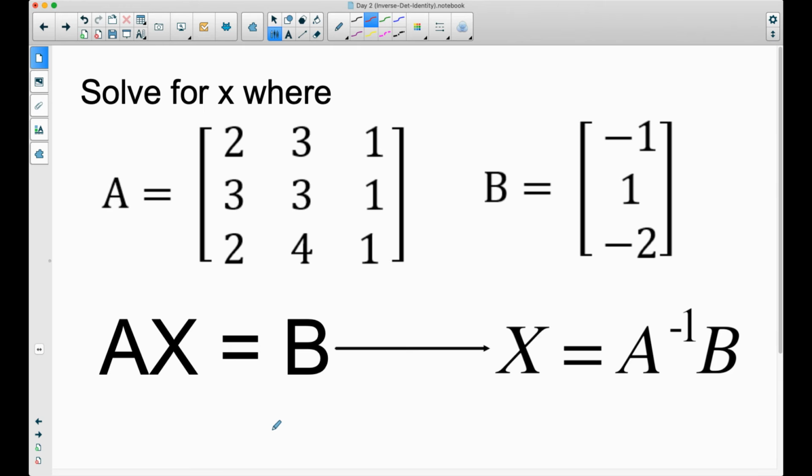So once you have that written down at the bottom, go ahead and type in matrix A and matrix B into your calculator.